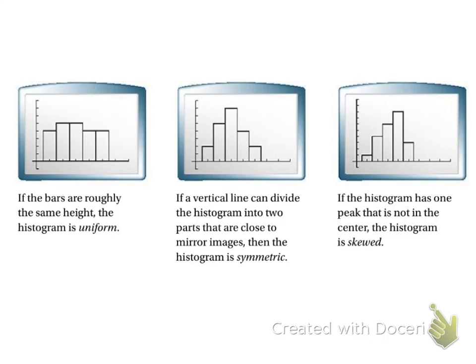So, 3 keywords we use when we're looking at and describing histograms, okay? Uniform, when all the heights are about the same. Symmetric, which is where if you put a line down the middle, they look the same on either side, right? Just like a butterfly or your face. And the last one is skewed, when the center isn't where the peak is. It's kind of shifted to one side.